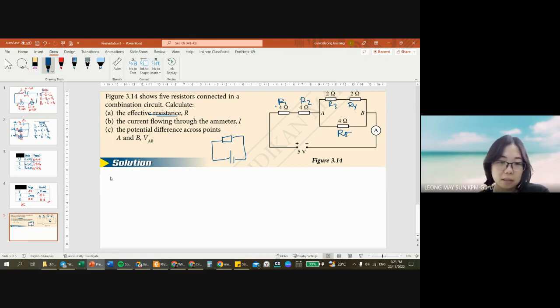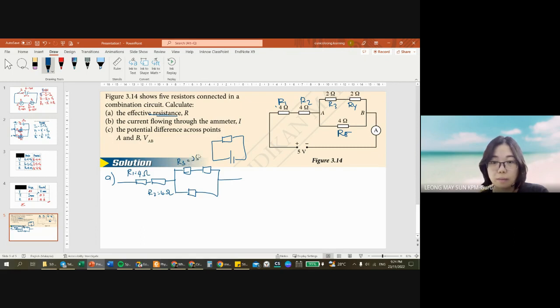My first method in doing that is to redraw. Whenever I calculate resistance, I will always redraw. The main reason why I redraw is because I don't want to see the potential difference at the ammeter over there. I want to simplify what I see. R1 equals 4 ohm, R2 equals 4 ohm, R3 equals 2 ohm, R4 equals 2 ohm, R5 equals 4 ohm.